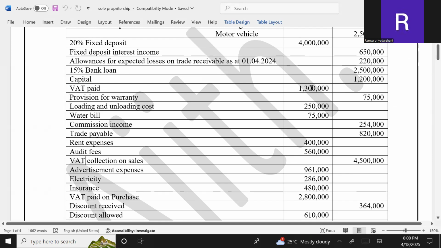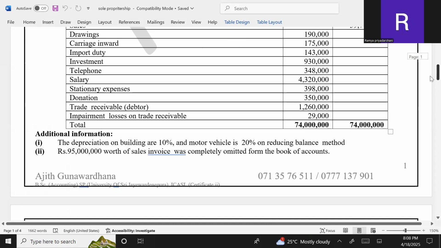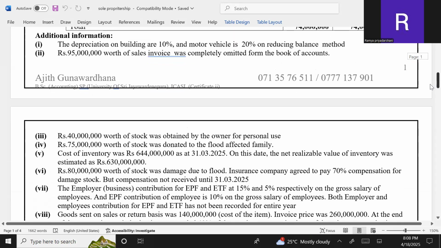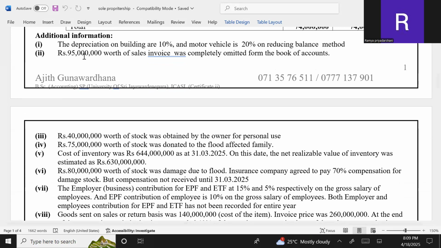You have to know how to disclose these when preparing financial statements. From the beginning, you have to complete the adjustments. There are 10 adjustments in this example. First, the depreciation rate is given, reducing balance method. Second, sales invoice completely omitted. Normally adjustments are not recorded yet. Therefore, adjustments should be done from the beginning, before completing the trial balance.